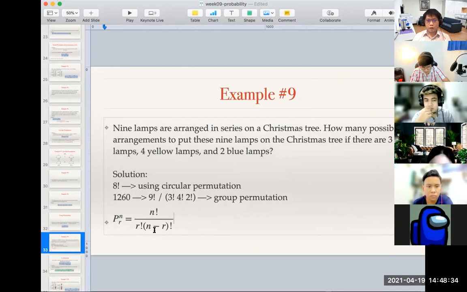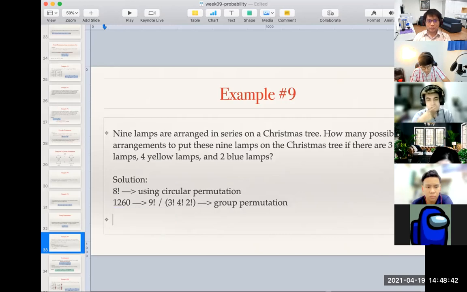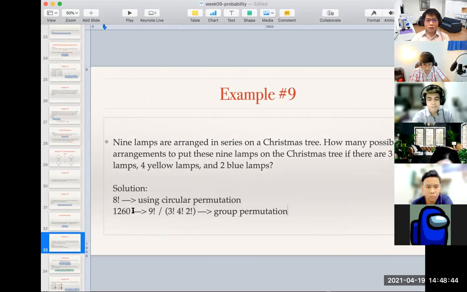Maybe anyone is using this formula? No? No one? How about Kenneth? I'm afraid to answer, sir. You are afraid to answer? Why? It will always be wrong. No, I'm just kidding. No, it's fine.